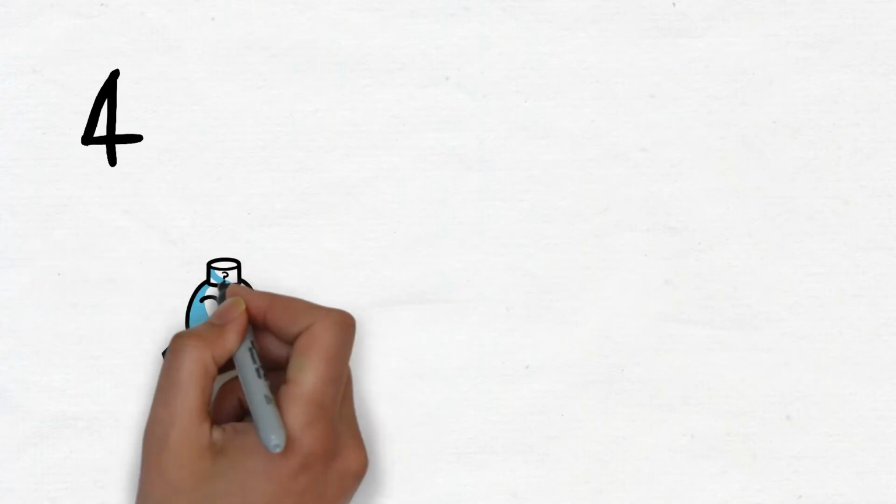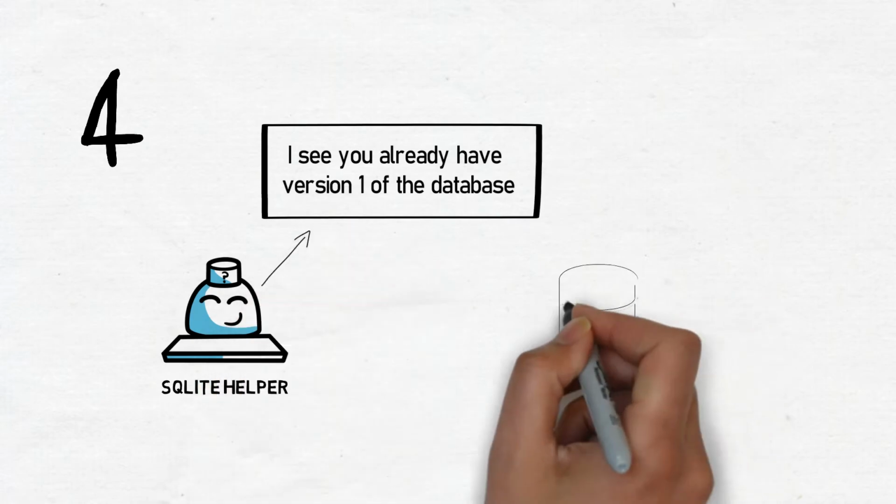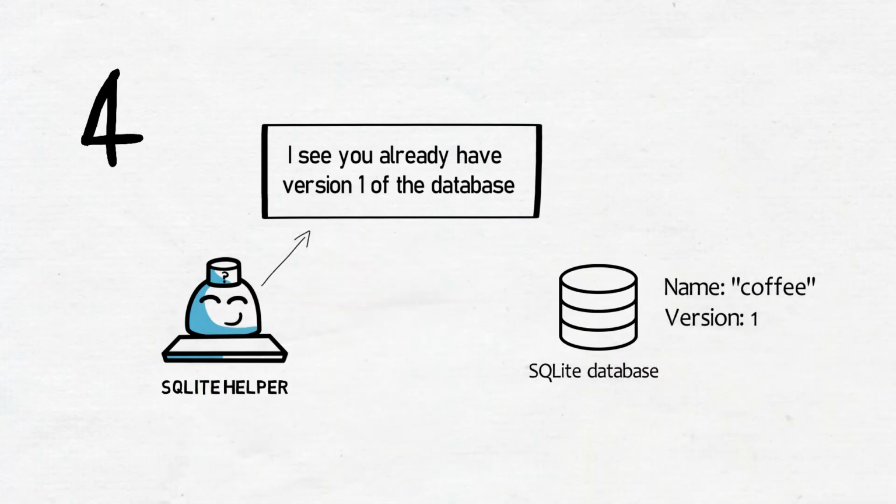Fourth, if the user installed a previous version of the app and accessed the database, the database already exists. If the database already exists, the SQLite Helper doesn't recreate it.